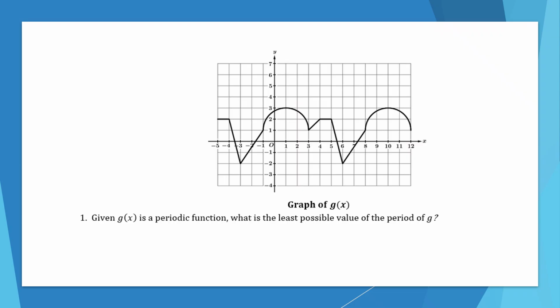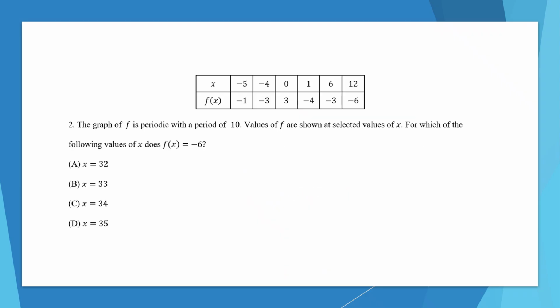Looking at this graph, I see a sharp turn right there when x is -3, and I see it happen again for the first time right there when x is 6. So we start our period at -3, and then we end our period at 6. This is going to have a distance of 9. So 9 should be our period in this case.